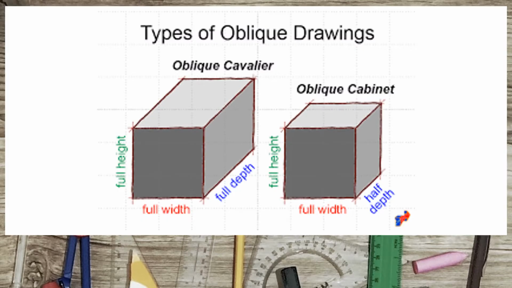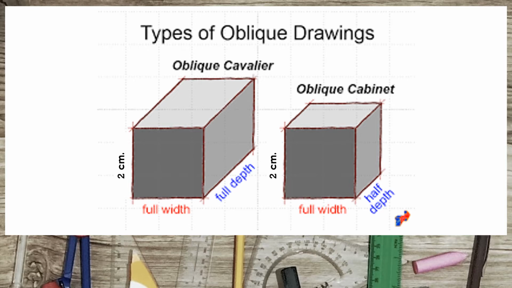Let's compare the two types of oblique drawing using the given picture. Both drawings have full height and full width, which means if a certain dimension is given, you will draw it in its true size. But you will notice that they differ in depth, right? In a Cavalier oblique, the dimension would be in full depth, while in a Cabinet oblique, the dimension would be half of its true length. Also, in a Cavalier oblique, the shape of the object seems to be distorted or deformed, while Cabinet oblique appears to be normal in terms of its overall appearance.